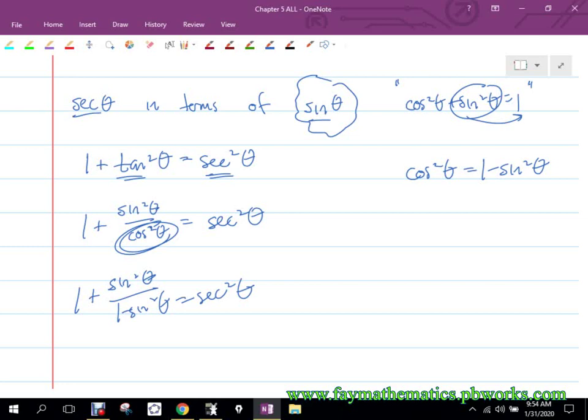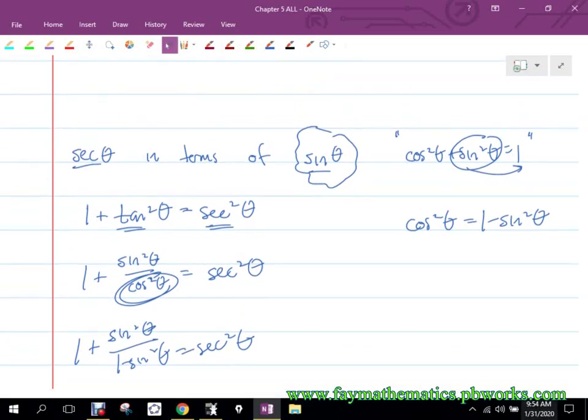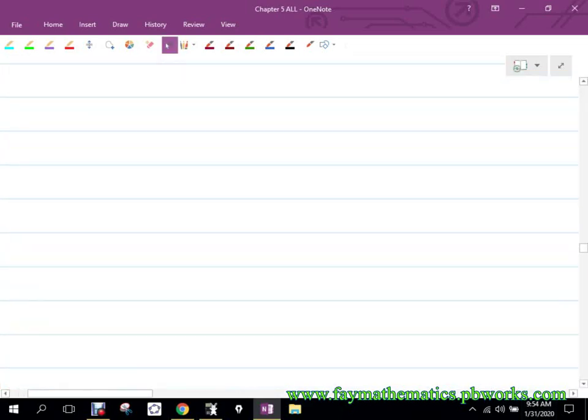Yes? What does that first equation come from? That 1 plus tangent squared theta equals secant squared? So that was one of these.